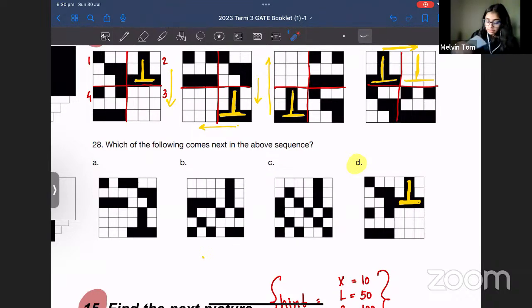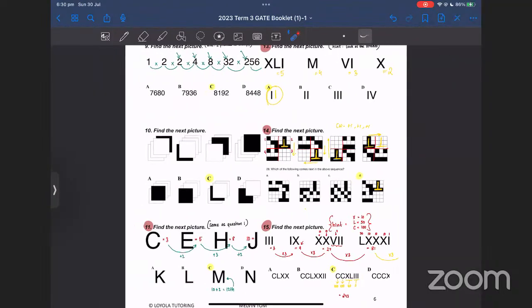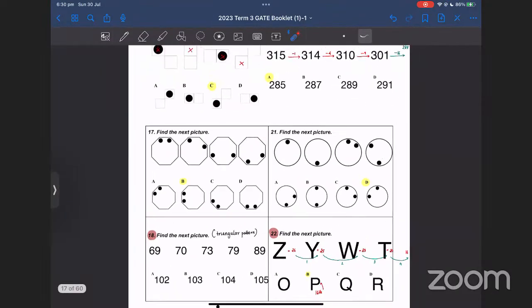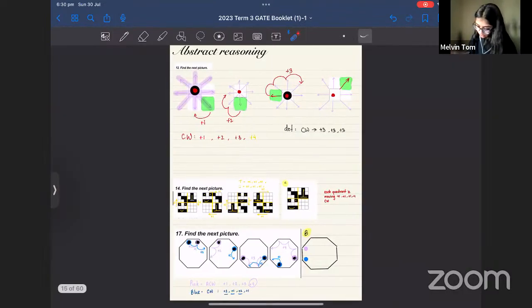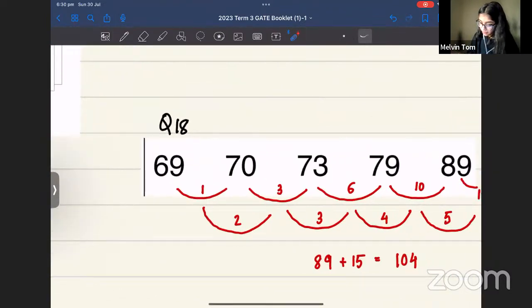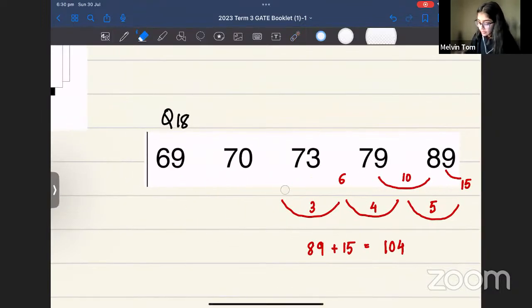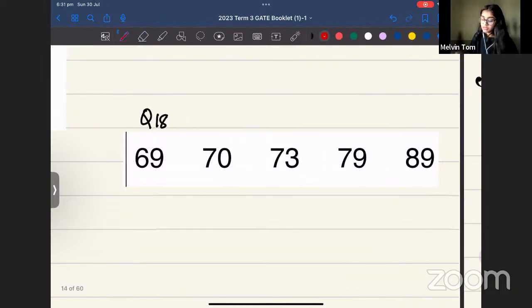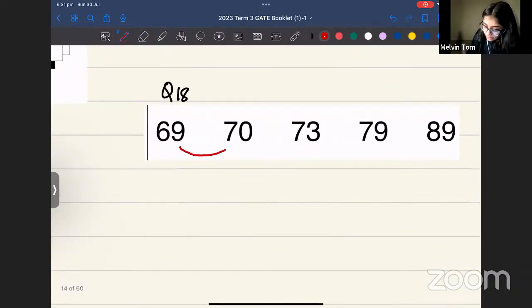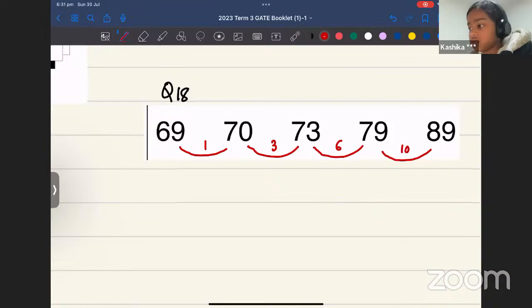Can you do question 18, please? Question 18. Okay, let's do question 18 over here. Now, question 18, it's the same pattern as most of the number questions. So from 69 to 70, the difference is 1. 70 to 73, it's 3. 73 to 79, it's 6. 79 to 89, it's 10.